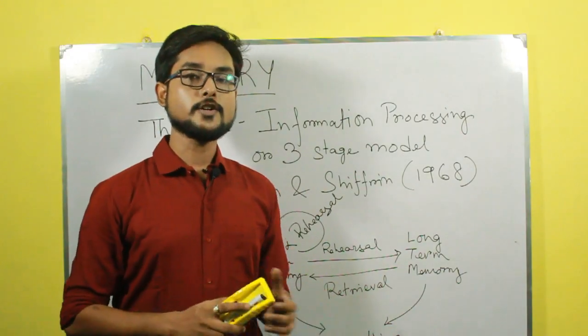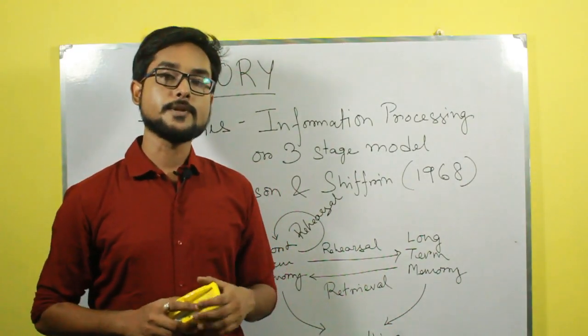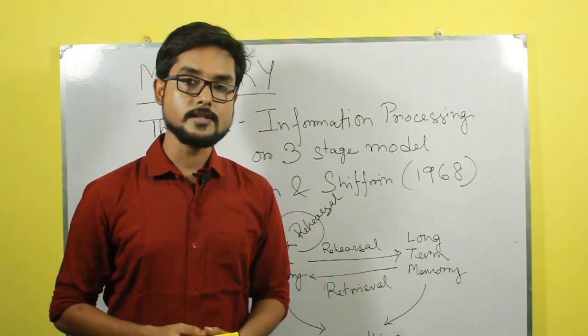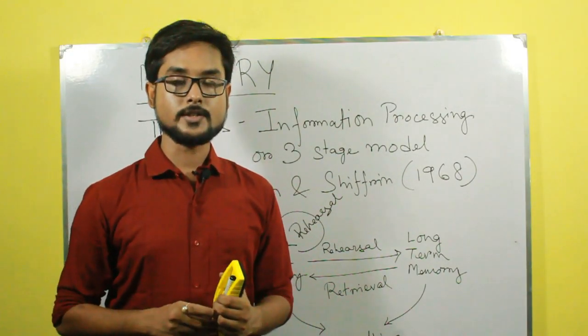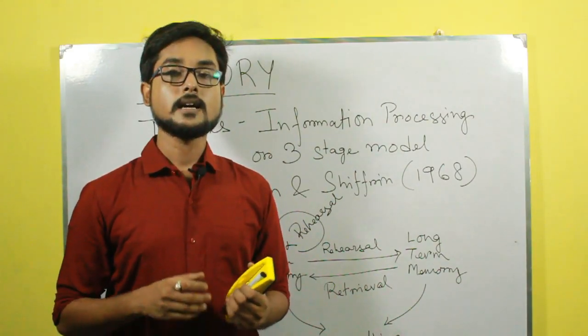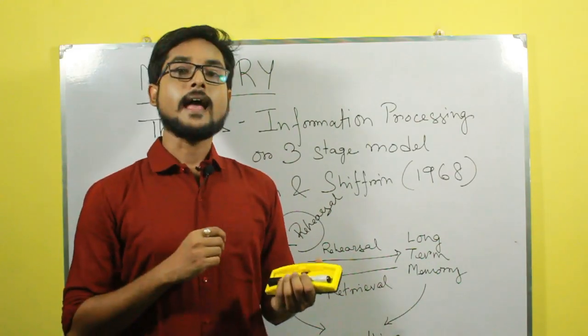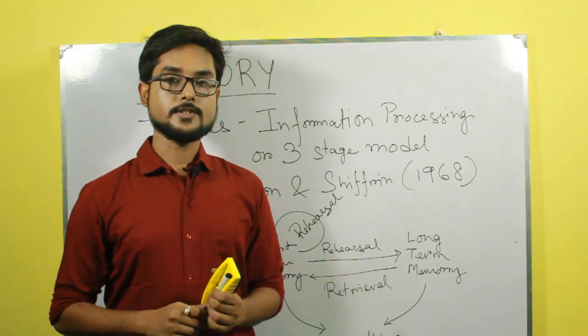Besides this kind of encoding, the long-term memory stores visual information like pictures and images, olfactory information like smells of things, gustatory information like taste of particular food items, and tactual sensations as well.